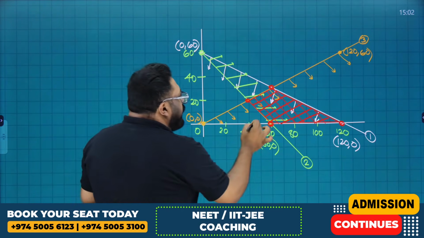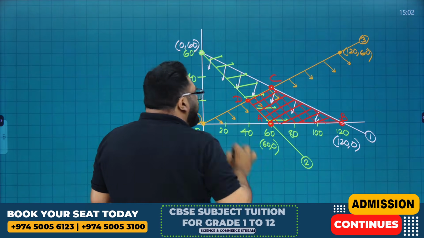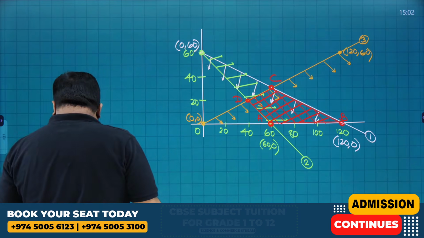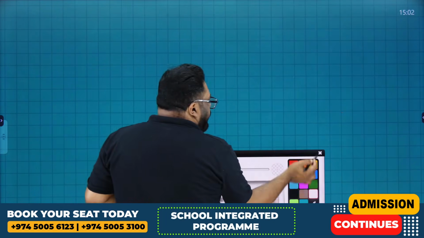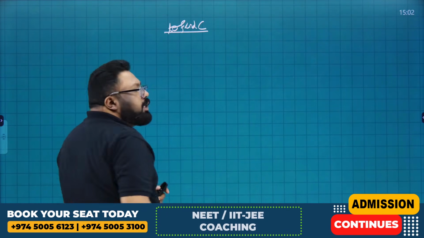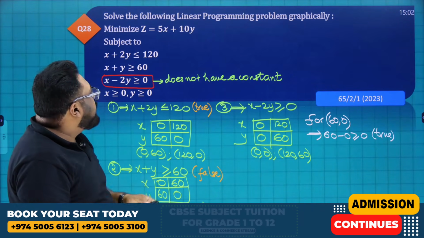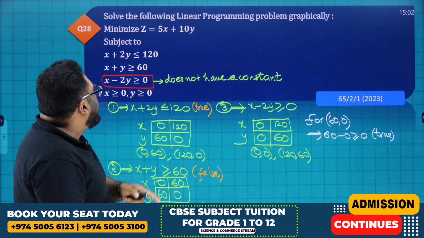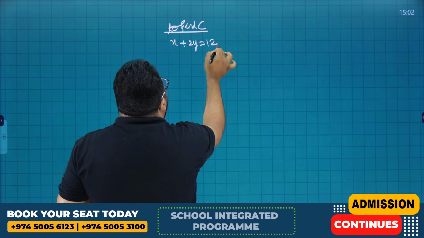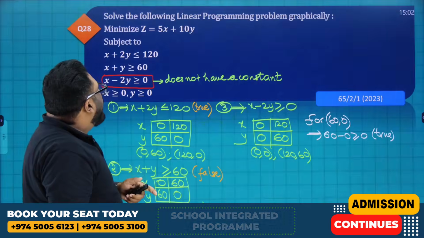Again, 2 points missing. A is given to us, B is given to us, C don't know, D don't know. But C is made by 1 and 3. So we are going to find C now, all of you. To find C, I'm going to use equations 1 and 3. What is equation 1 and 3? No, x plus 2y and x minus 2y. x plus 2y equals 120. x minus 2y equals 0. Correct? 1 and 3, my dears.